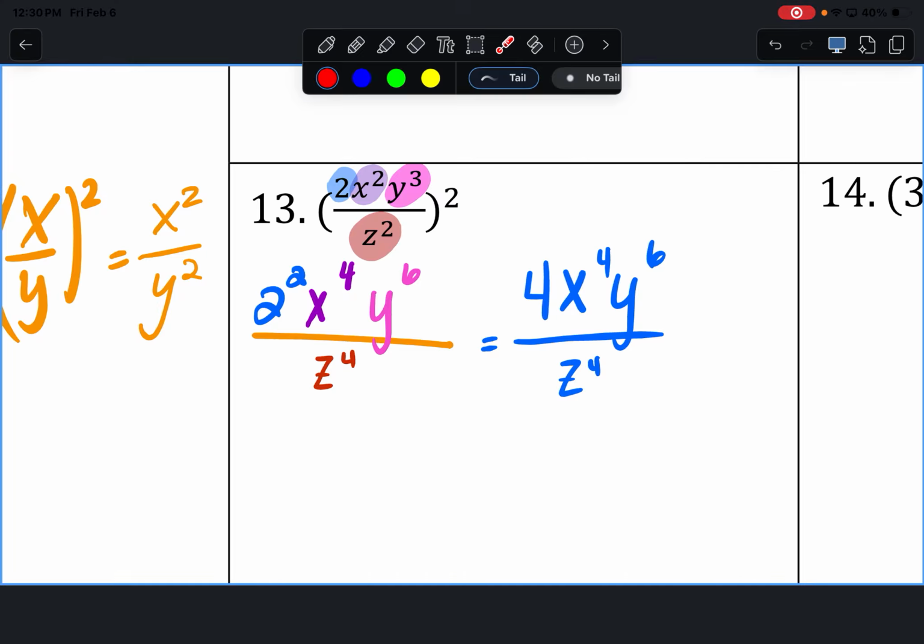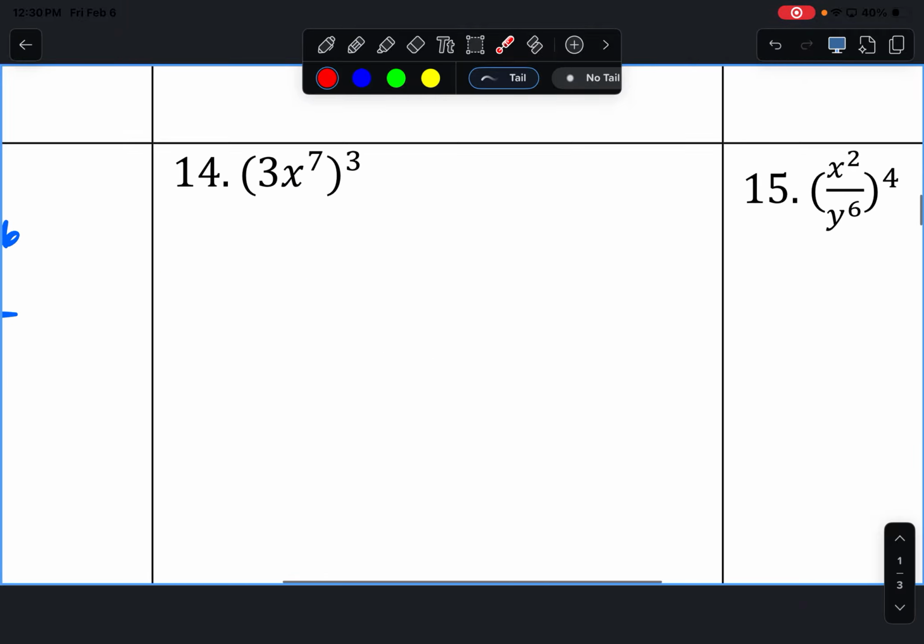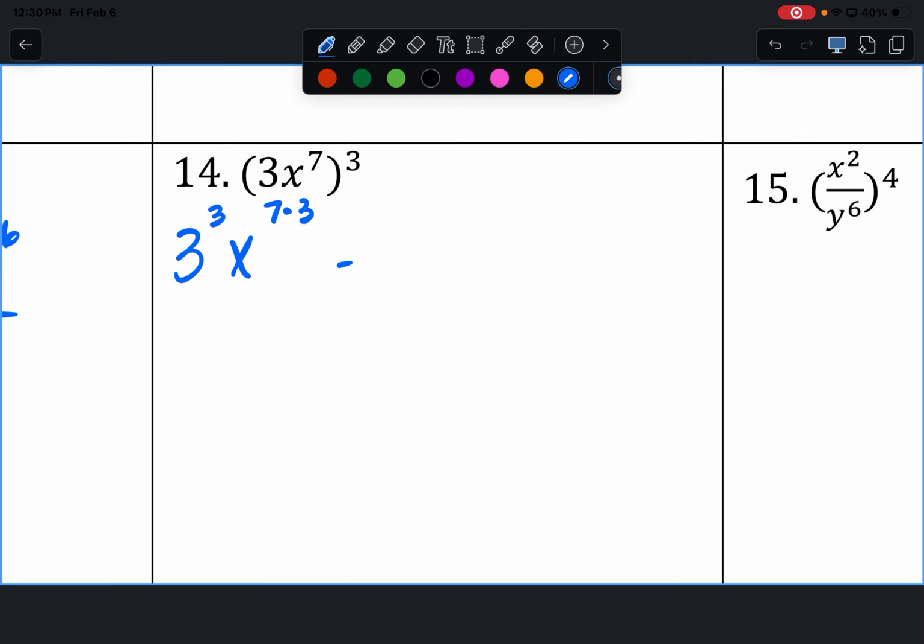Now we're going to look at question 14. So for 14, we're just raising everything to the power of 3. So we have 3 to the 3rd power, and we have x to the 7th to the 3rd power. What is 3 to the 3rd power? 27. 3 times 3 is 9, times 3 is 27. But it will be x to the 21st power, because 7 times 3 is 21. Yep, there we go. Now, we're going to turn it to the back.